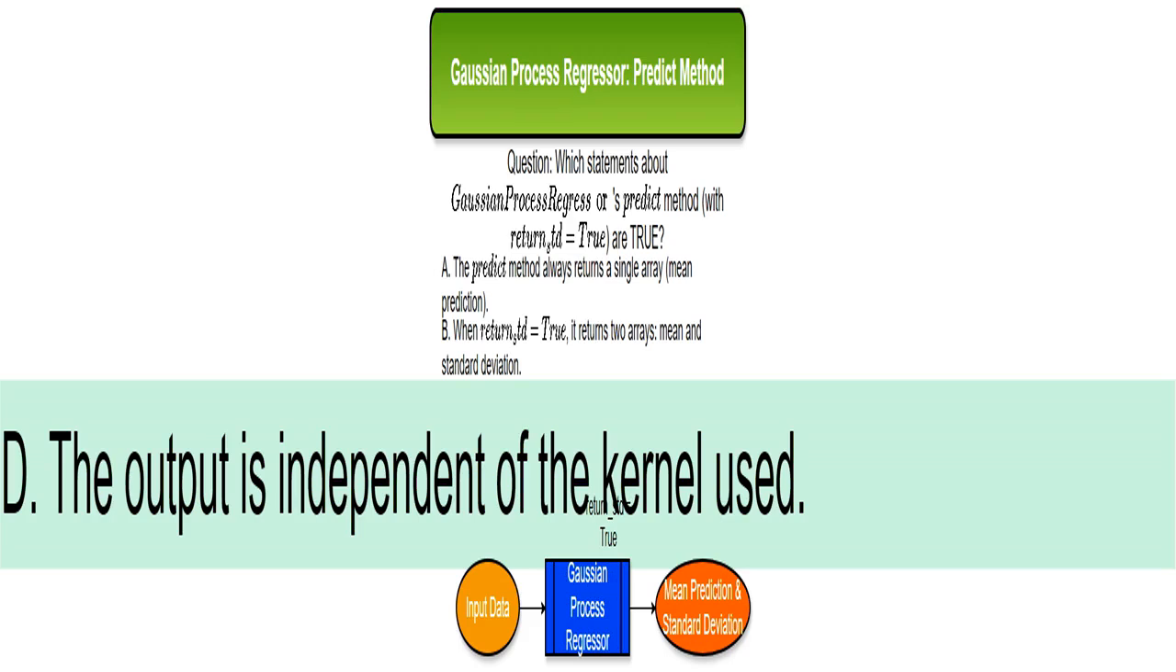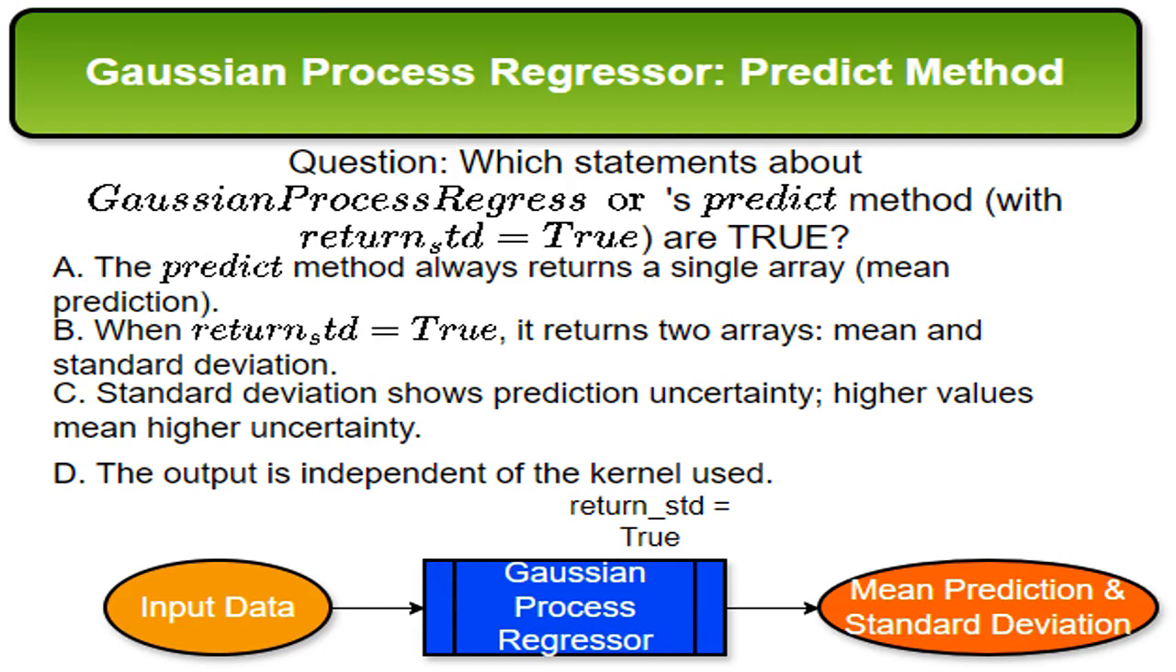That's wrong. The kernel, which defines how data points relate to each other, significantly influences the model's predictions and how uncertain those predictions are. It's a critical part of the model building. This question is basically asking us to test our knowledge of the GaussianProcessRegressor predict method and how it works when we set return_std to true.